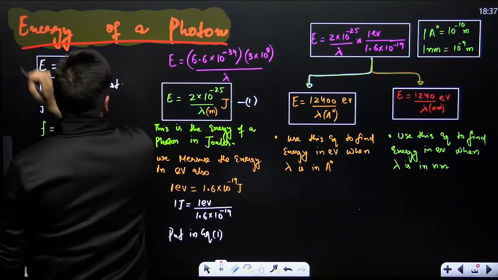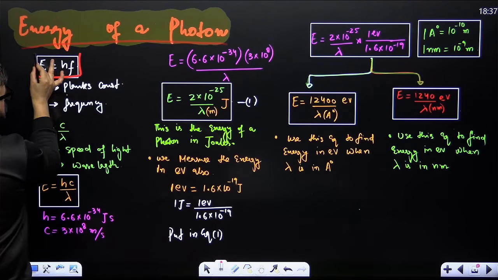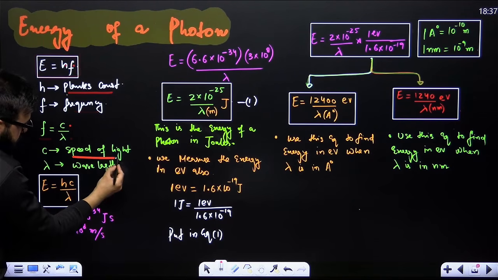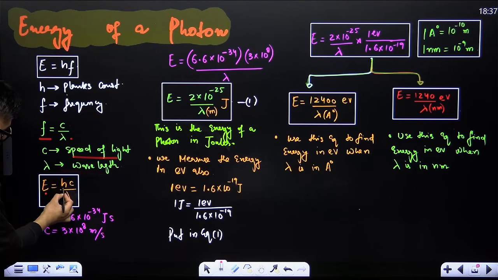The first topic we need to understand is the energy of a photon. We say energy of a photon is h into f. h means Planck's constant, f means frequency. f we further say is c divided by lambda. c is the speed of light, lambda is wavelength. So we can say energy is equal to hc divided by lambda.